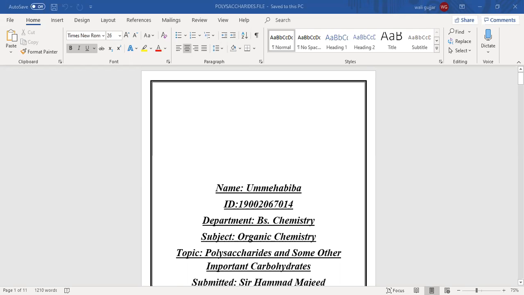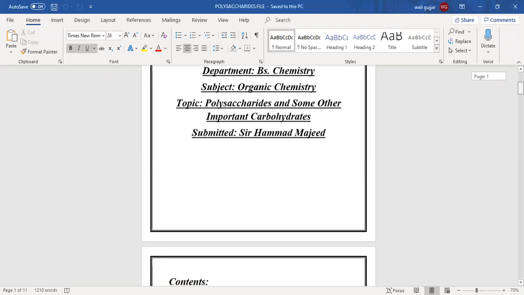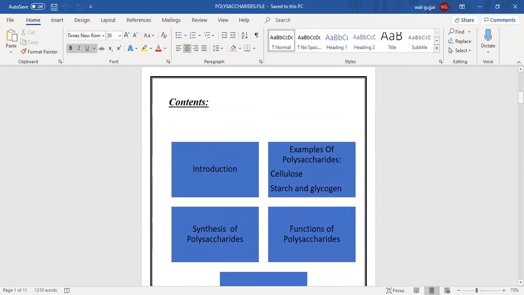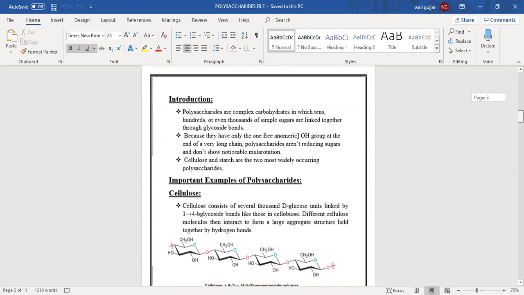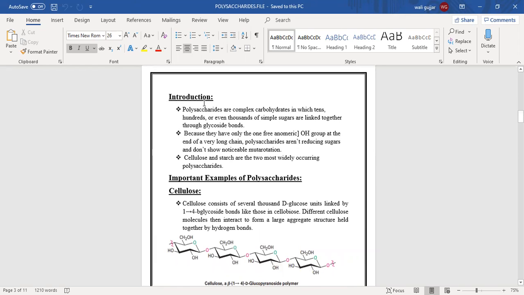I am from the Chemistry Department and the topic of my presentation is polysaccharides and some other important carbohydrates. First of all, we see the contents of the presentation, which include introduction, examples, synthesis of polysaccharides, functions of polysaccharides, and some important carbohydrates. So, what are polysaccharides?